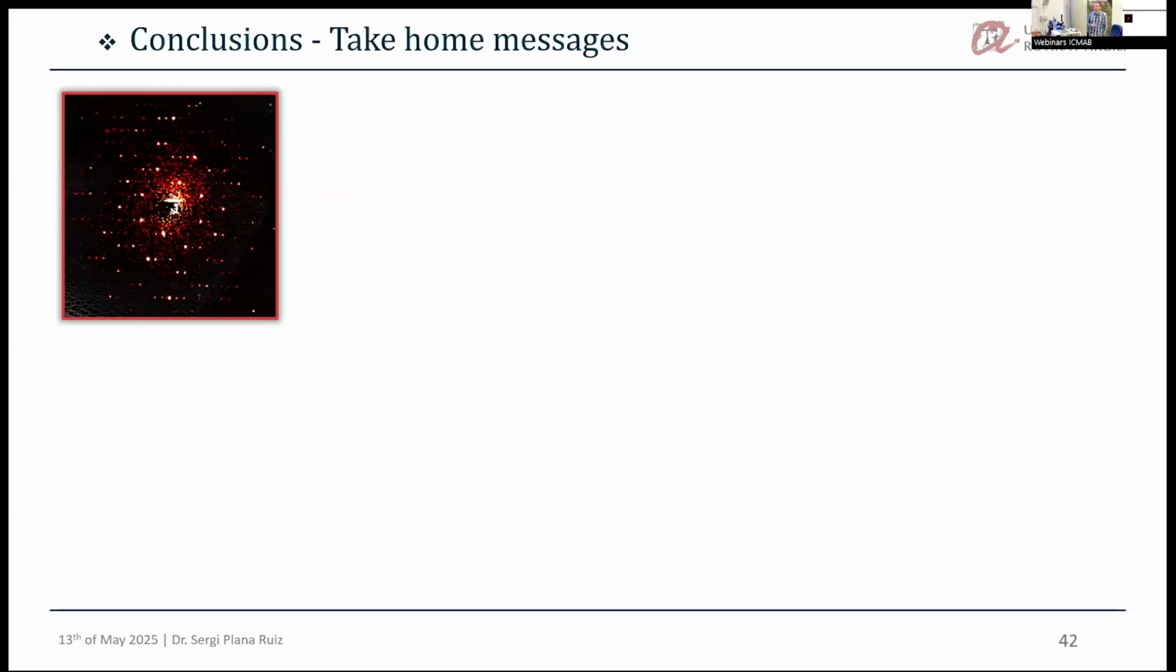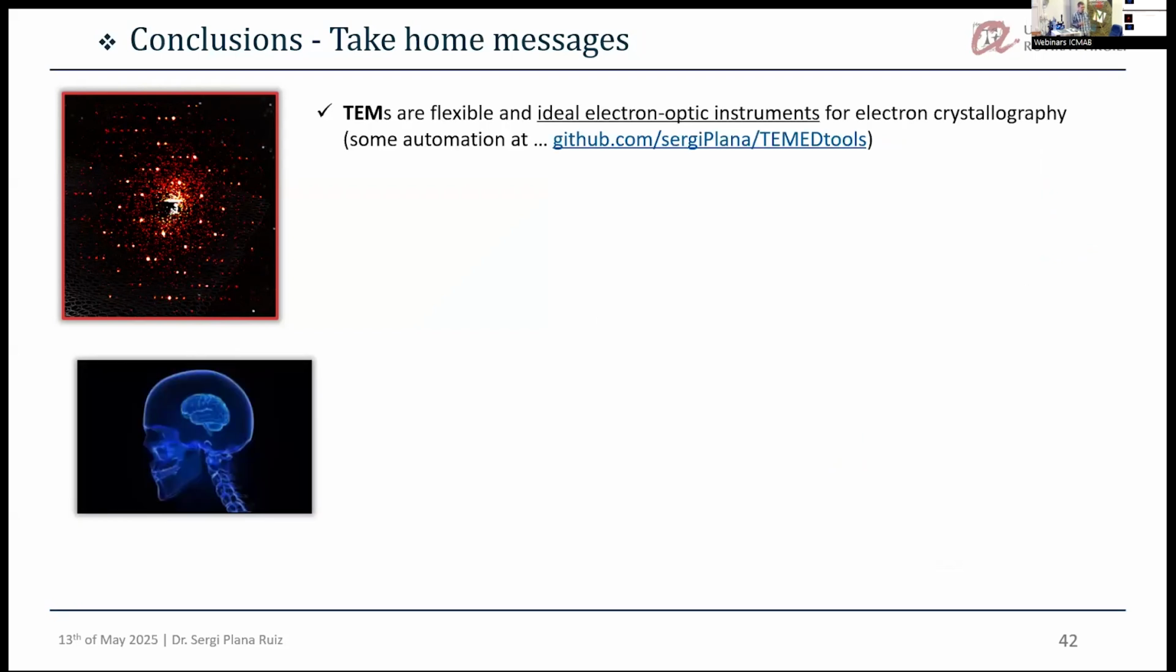Great. So we arrive to the conclusions. Hopefully you get a sense of what electron crystallography can do. And I wanted to just send some take-home messages from this. So first of all, TEMs are flexible electron-optic machines that allow you to carry out a lot of electron crystallography characterization. The main problem is the automation.